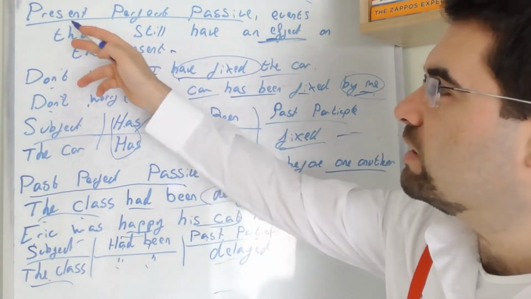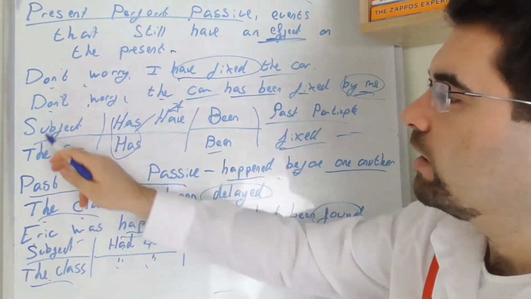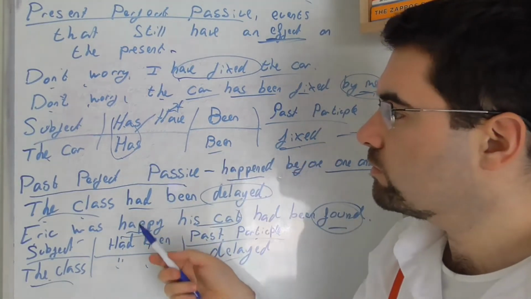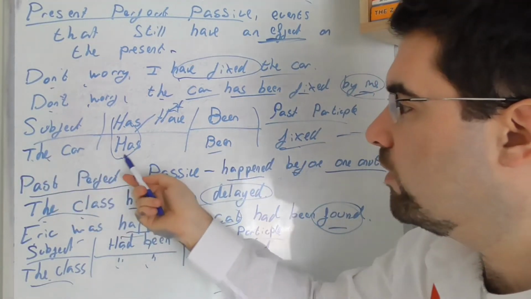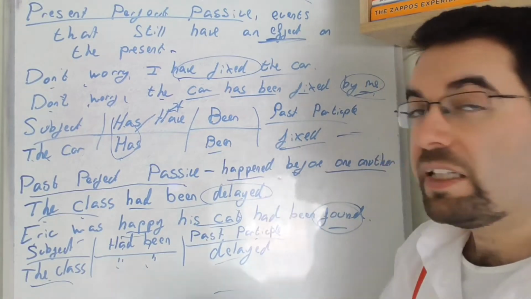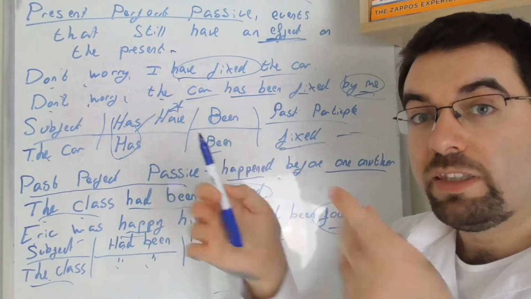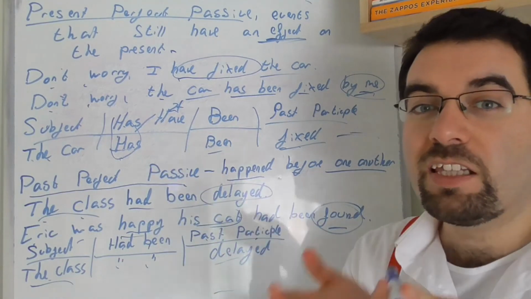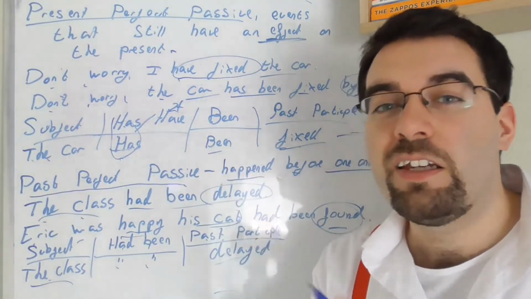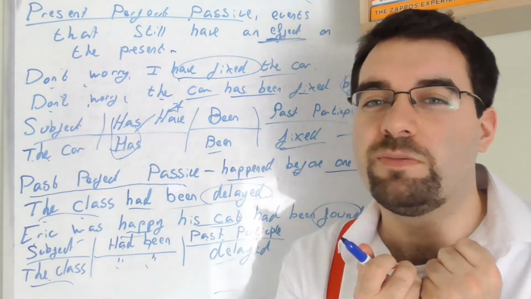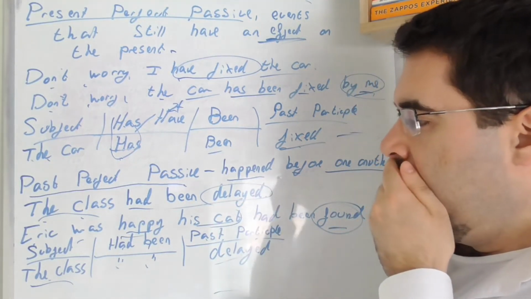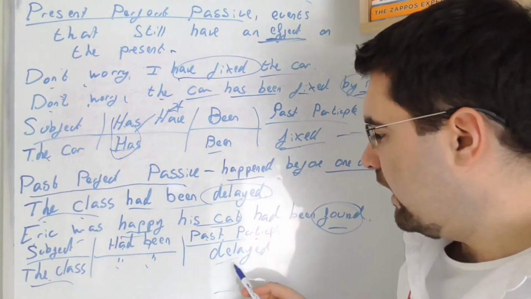But let's have a look then. Present perfect passive. So, the car has been fixed. The package, the parcel, the letter has been delivered. It's here, it's been delivered. Here you go. Thank you. Delayed. So let's look at this one.